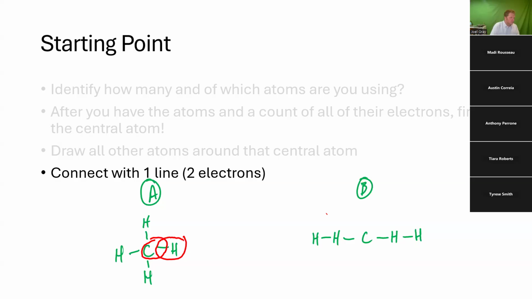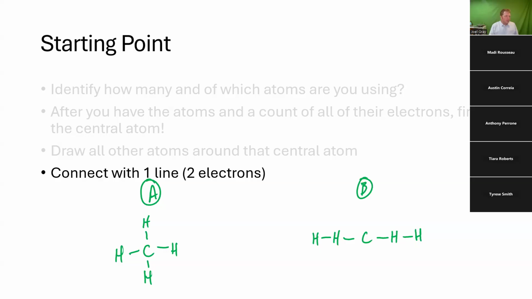Great. Now, when hydrogen has two electrons, does it have eight electrons around it? Y or N to the chat? No. It's breaking the octet rule. But give me a 1 in the chat if that's fine, or a 2 if it's not. Great. Hydrogen is fine with two electrons.